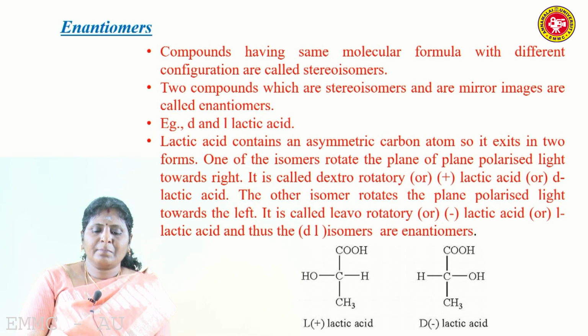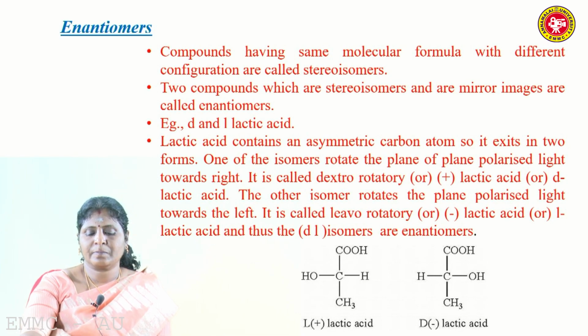In the given example, there were 2 isomers, L-plus lactic acid and D-minus lactic acid. The conventional assignment is given here, L and D. The plus and minus sign indicates the direction of rotation. Now these 2 isomers differ only in their handedness. These 2 are mirror images of each other and are not superimposable. That's why these 2 isomers are said to be enantiomers.